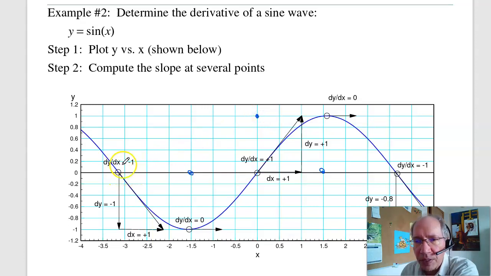Over here, the slope is minus 1. I go down 1, draw the tangent, go over 1. So here the slope is minus 1. Draw a curve between them. And that'll be the derivative of sine.